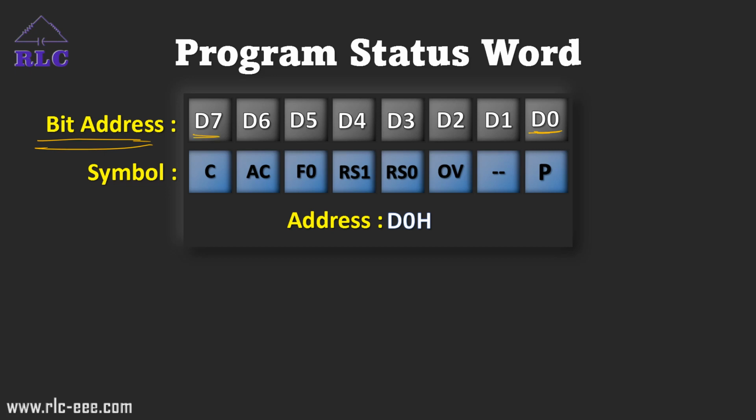If we want to access the parity flag, we can directly access the D0 bit, or if we want to access the overflow flag, we can access the D2 bit directly. The above row gives the bit address and the below row gives the symbol. That is, for parity it is D0, for overflow it is D2, then carry D7, auxiliary carry D6, like that. So the program status word is also a bit addressable register.